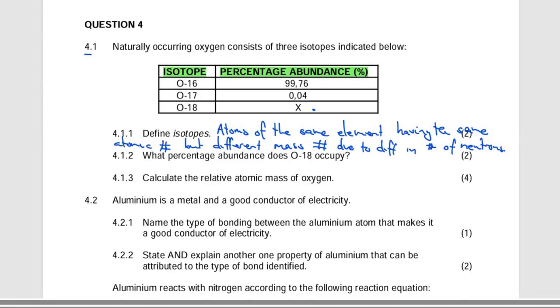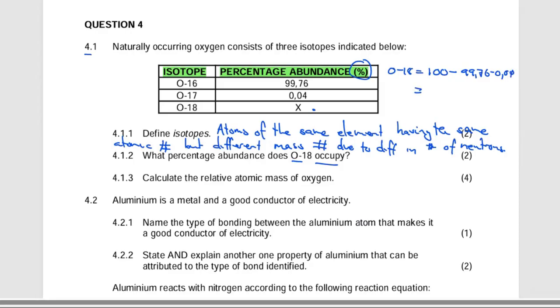After that, they're asking us what percentage abundance O18 occupies. It's a percentage, so these are supposed to add up to 100. So O18 is equivalent to 100, then subtract 99.76 and also subtract 0.04, for us to get that value of X.